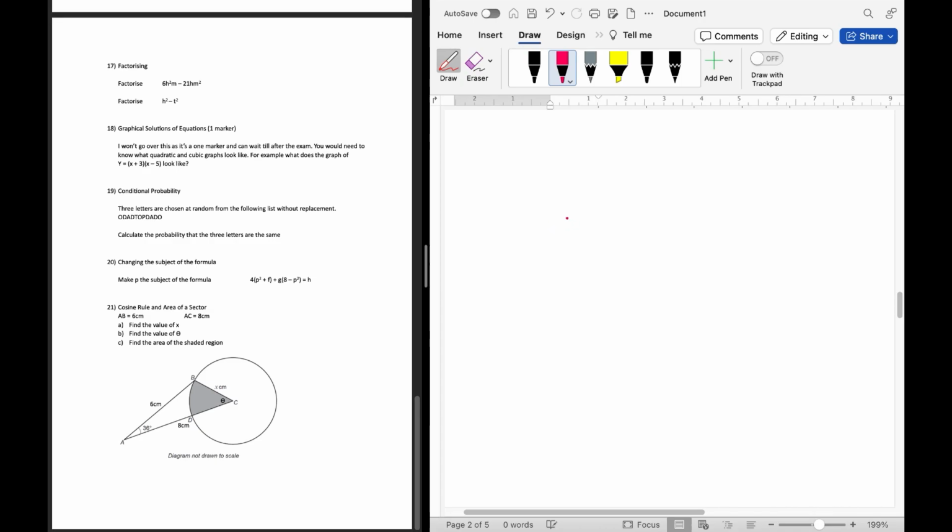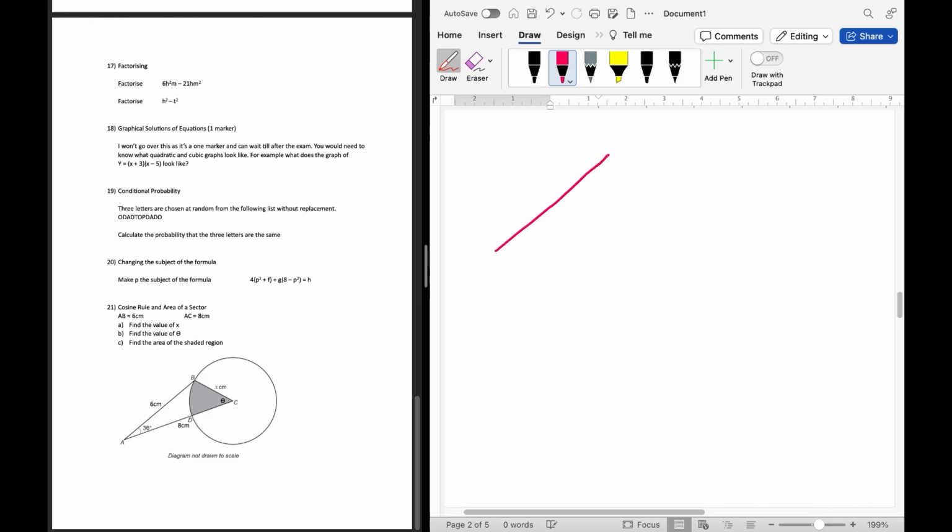However, right, this is our cosine rule. I believe we might, no, it is cosine rule, but dear me, this is tough. This is tough. Okay, right, part A says calculate the value of x.